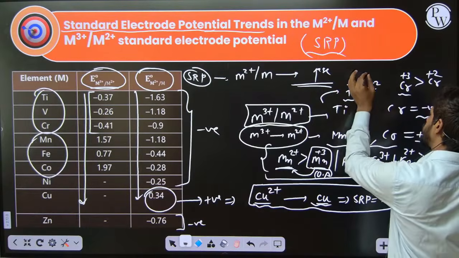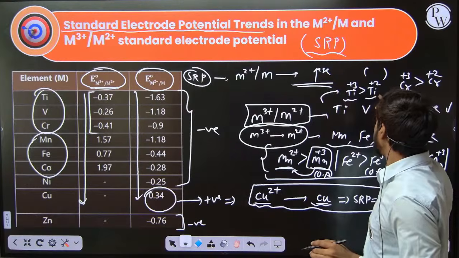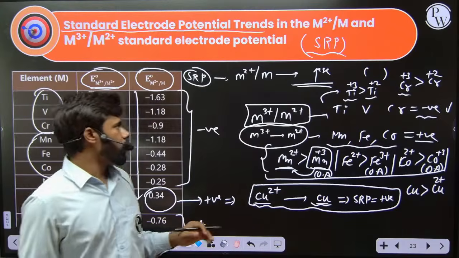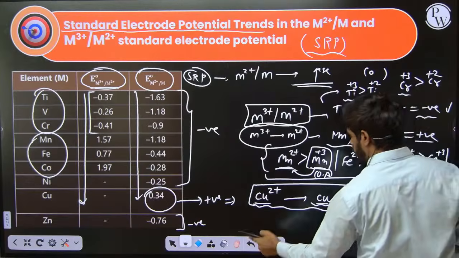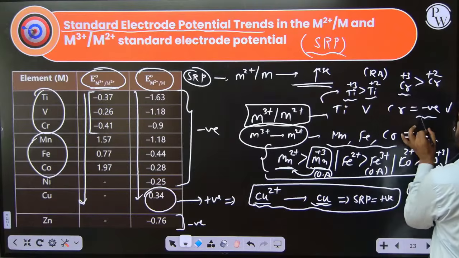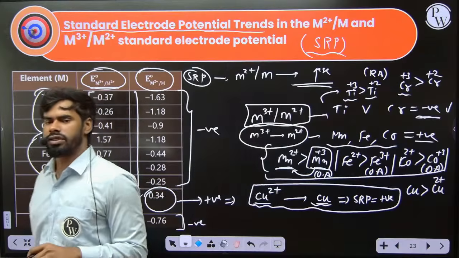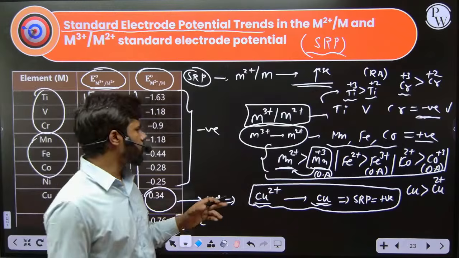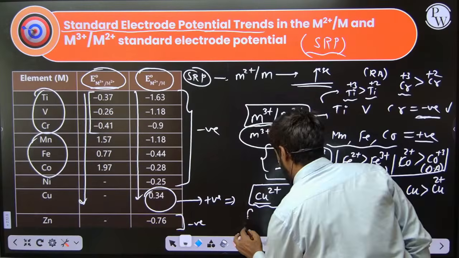In this case, they are getting oxidized. Titanium 2 plus will get converted into titanium 3 plus, that means oxidation of titanium itself happens, so we can say this is a reducing agent. So in the case of a negative value, the lower one will be less stable, and we can say it is a reducing agent. If the higher oxidation state is less stable, then it is an oxidizing agent.